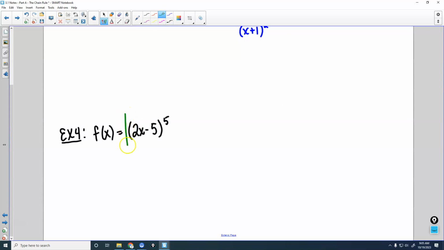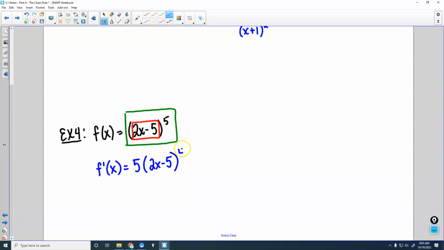So our outside is that something being raised to the 5th power. Our inside is the 2x minus 5. So if I'm doing f prime of x, I would have 5 times 2x minus 5 to the 4th power. I would multiply this by the derivative of the inside stuff. What is that going to be? Just 2. Now all of this is multiplied, so that 5 and that 2, I can multiply those together. So I would have 10 times 2x minus 5 to the 4th power.